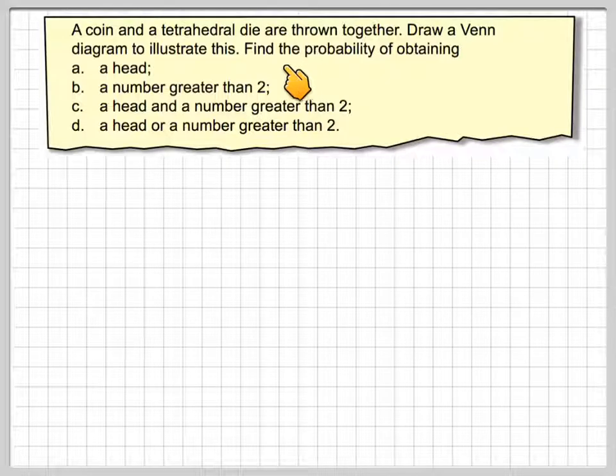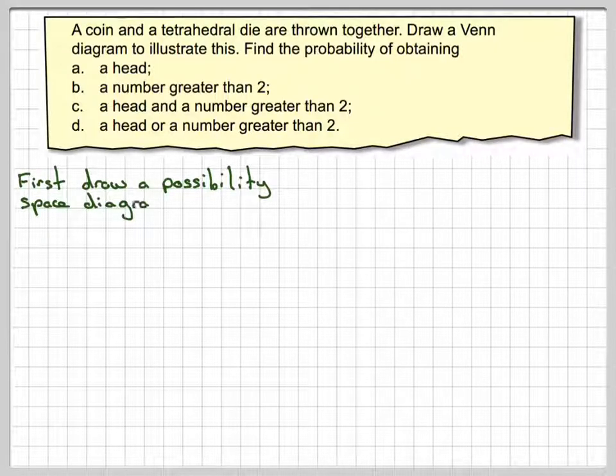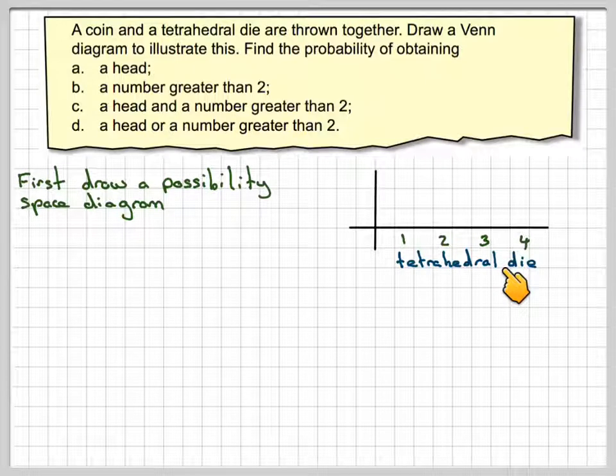Before we do the Venn diagram, we're going to actually answer all these questions. Now, to answer these questions, we're going to draw another type of diagram, which is called a possibility space diagram. On a tetrahedral die, there are 4 faces, so you label 1, 2, 3, 4. And then up the side here, we're going to consider the coin, heads or tails. It doesn't matter which way round you write these 2 things.